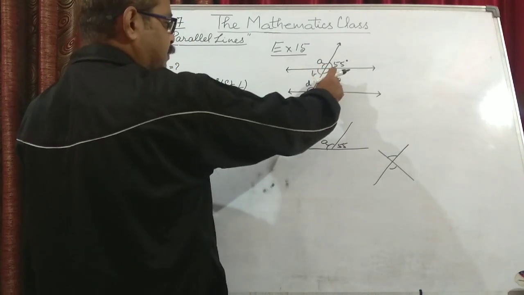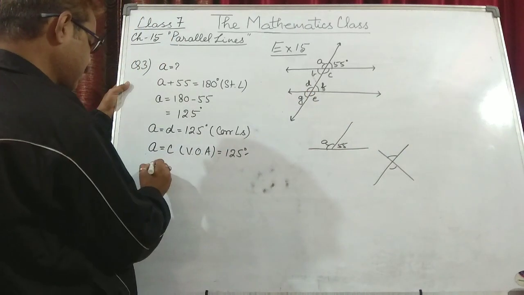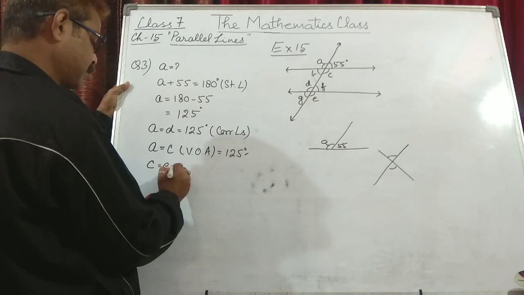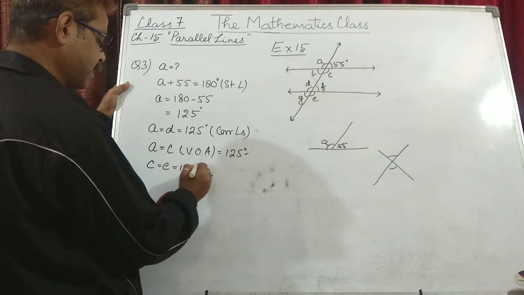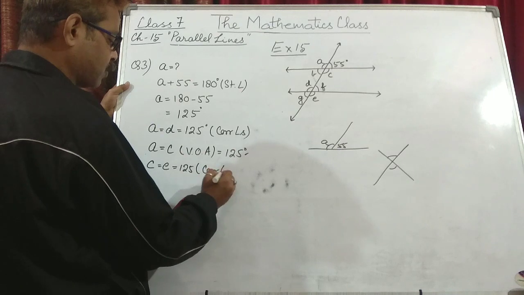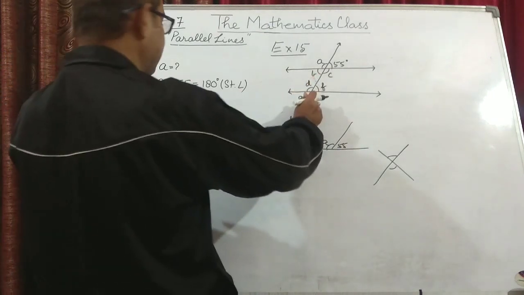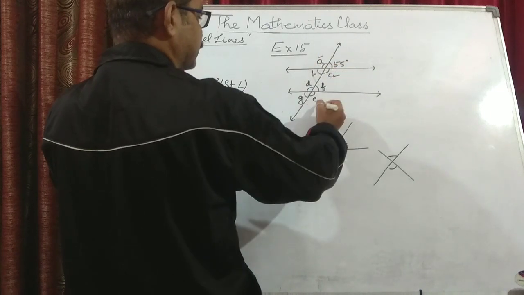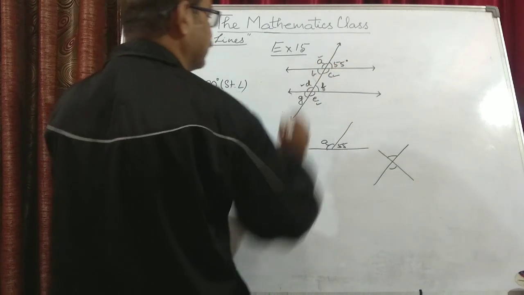Now whatever is the value of C will be equal to E. So angle C will be equal to angle E, and that will be 125. Why? Because these are corresponding angles, as we have just discussed. So we have done A, C, E, and D.